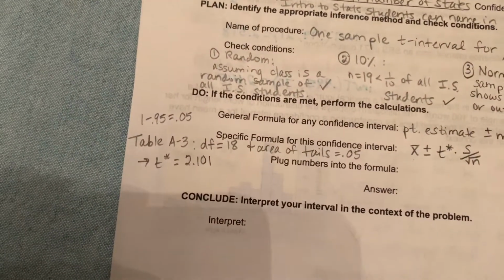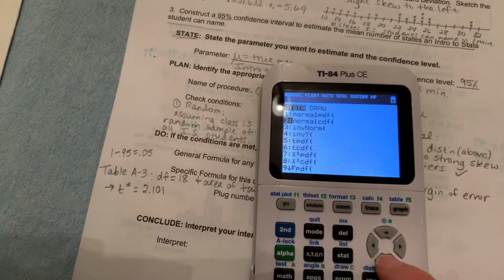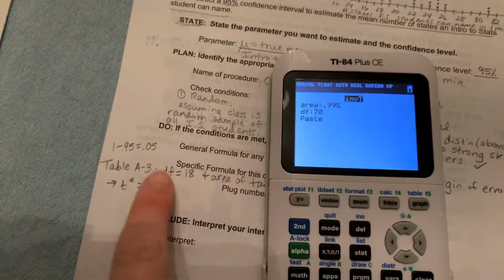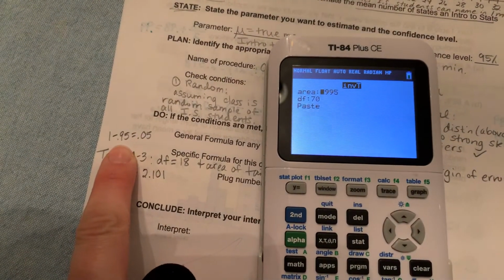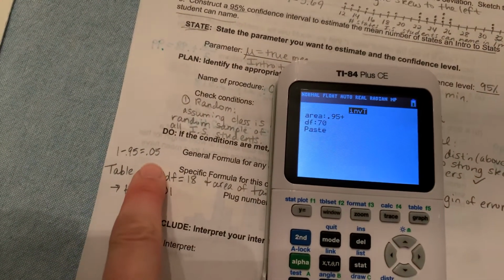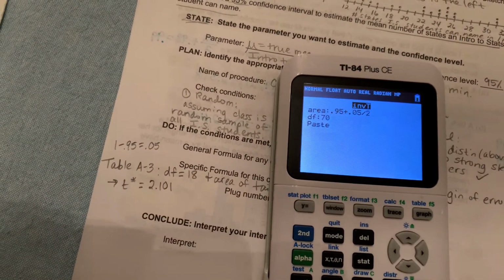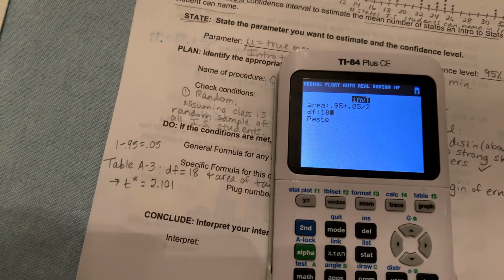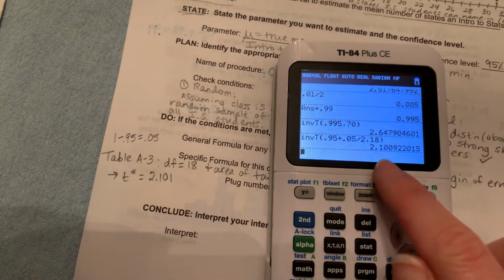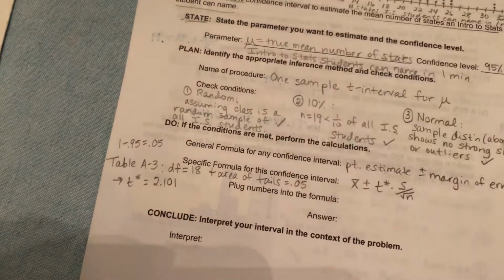2.101. Remember, I can check this with technology really quick. So I'm going to go to second distribution, scroll down to inverse t. For my confidence level of 95%, I have my area of 0.95. So 0.95 plus the area of two tails divided by 2, because I just want the area of the left tail. And then I have a degrees of freedom of 18. Okay. And if I round to 3 decimal places, it would be 2.101. All right, so I've done it correctly.